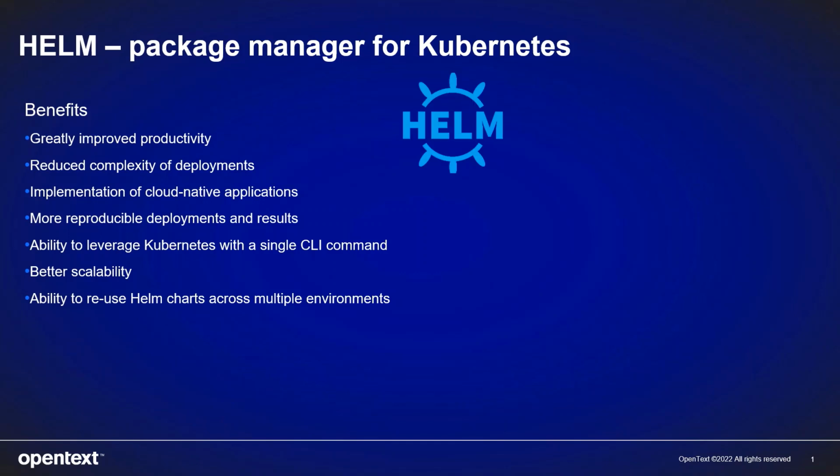The main Intelligent Viewing Helm chart is otiv-values.yaml. A YAML file is a configuration file for Helm. This Helm chart includes the default values for Intelligent Viewing, and it allows you to declare variables to pass on to the services that are being deployed.